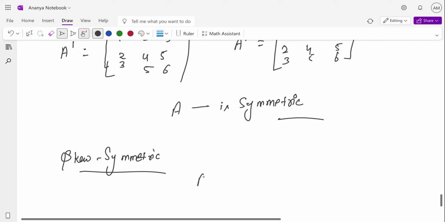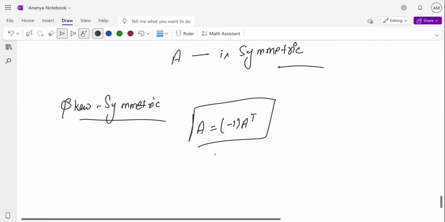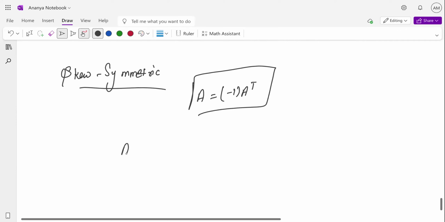Here, A is equal to minus 1 times A transpose. Just one difference: A is equal to the negative of its transpose. For example, I'll have one matrix, A equals 9, 2, minus 3, minus 2, and 3 over here, and 0, 0, minus 7 and 7.